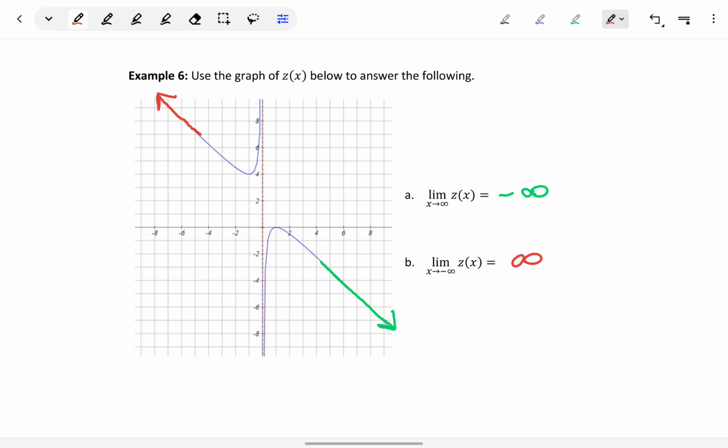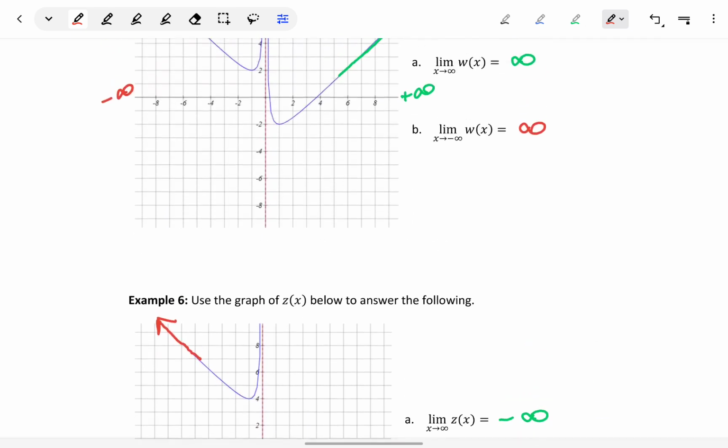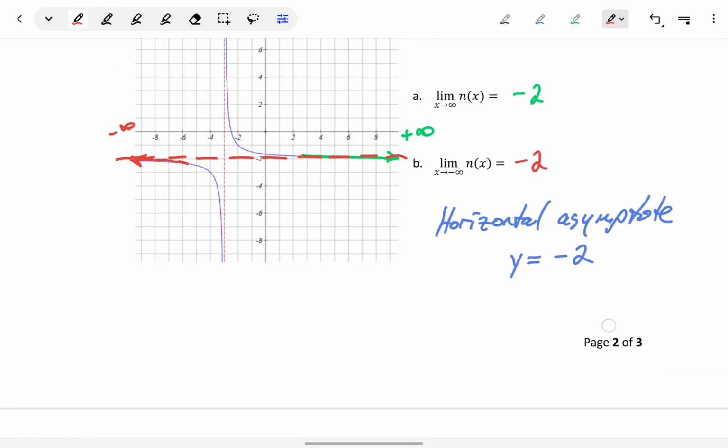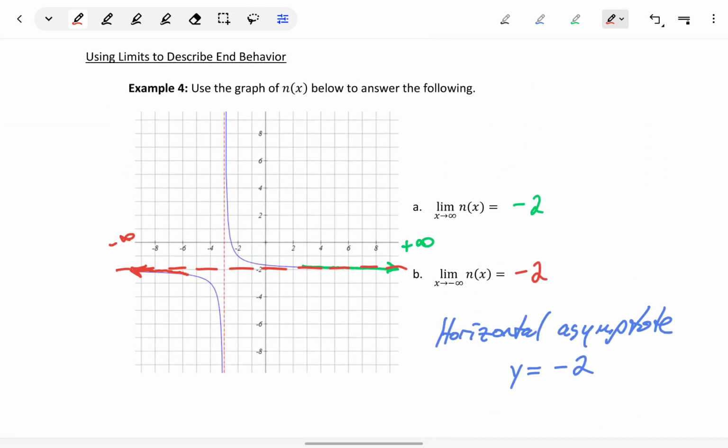In the case of both 5 and 6, these functions do not have a horizontal asymptote, because a horizontal asymptote only occurs when our function value in the end behavior is approaching a specific number as it heads to the left or to the right, or in the case of example 4, in both directions.